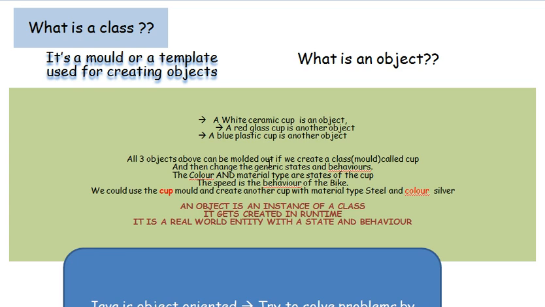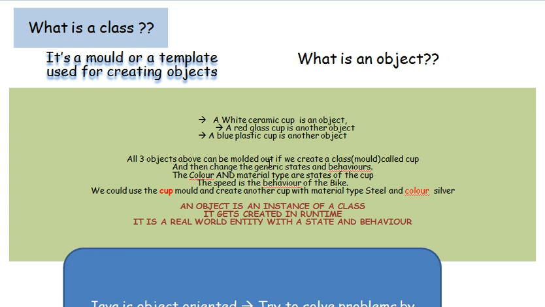To put this into a definition, what is an object? An object is an instance of a class. When you have a cup, and you make it a white ceramic cup, that becomes an instance of a class. It gets created at runtime, and it's a real world entity with a state and a behavior.